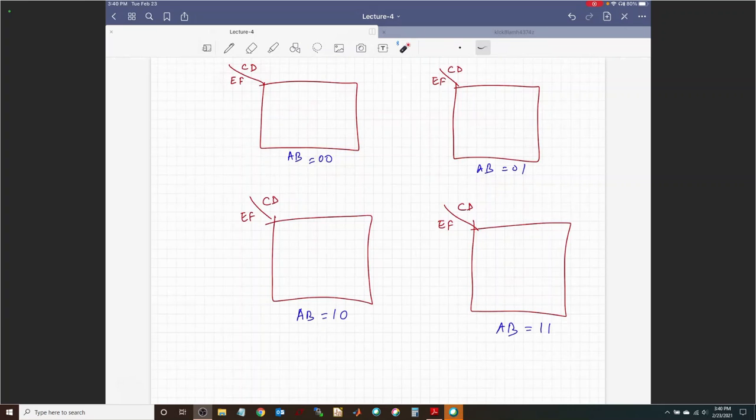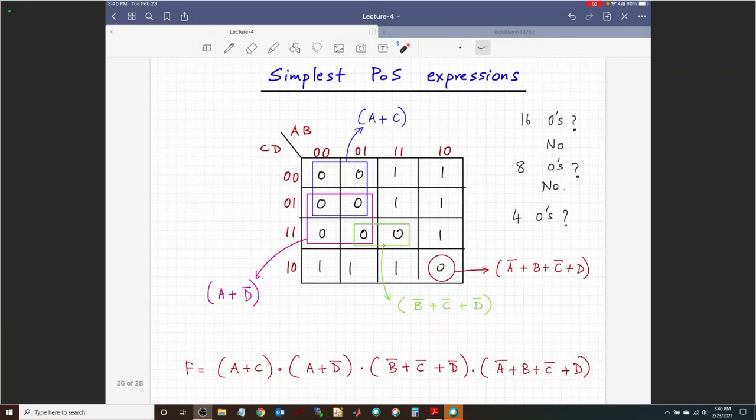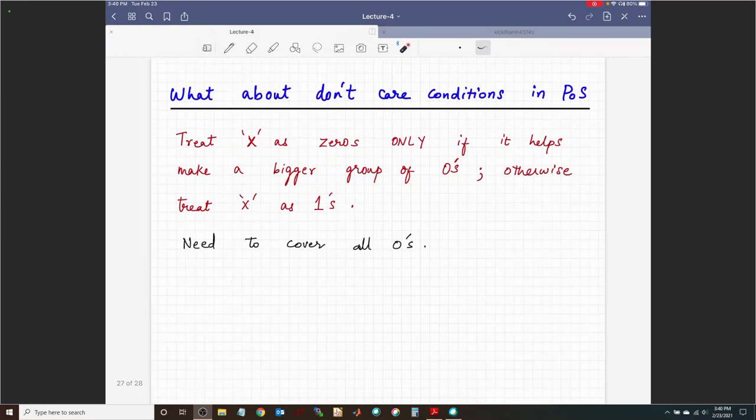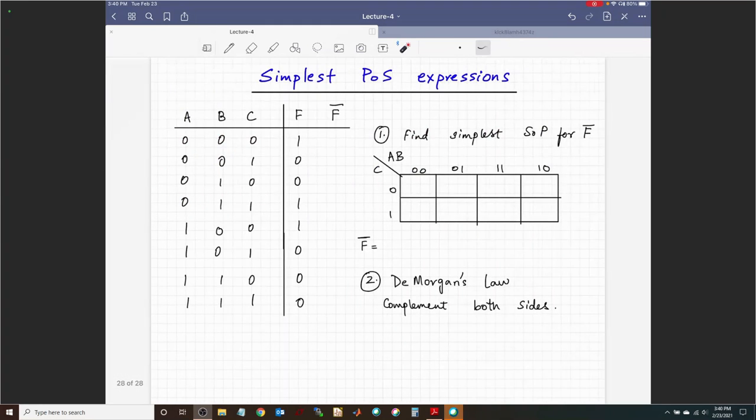All right, let's see. Welcome to the matrix. We talked about the simplest SOP. We talked about how to deal with don't cares. Now let's talk about the connection between POS and SOP and De Morgan's law, which plays a crucial role over here. So in order to go through this example, I'm going to do 2 things. One, I'm going to try to find the simplest SOP for F complement. And then I'm going to use De Morgan's law while I complement both sides of the equation I get from step 1.